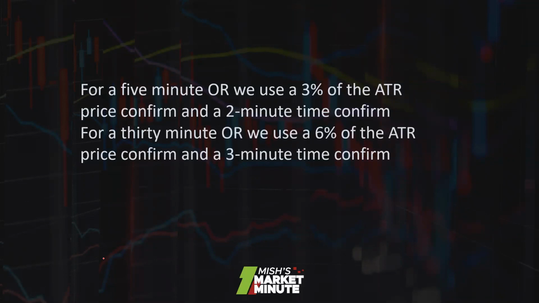Or if we're looking at a 30-minute opening range, we'll use 6% of the ATR. So for example, if the average true range of an instrument is $1, we'll look at literally 6 cents, and we'll put that above the high. So if the high is 20, we'll look at 20.06. And then we want it to trade at 20.06 or higher for 3 consecutive minutes.